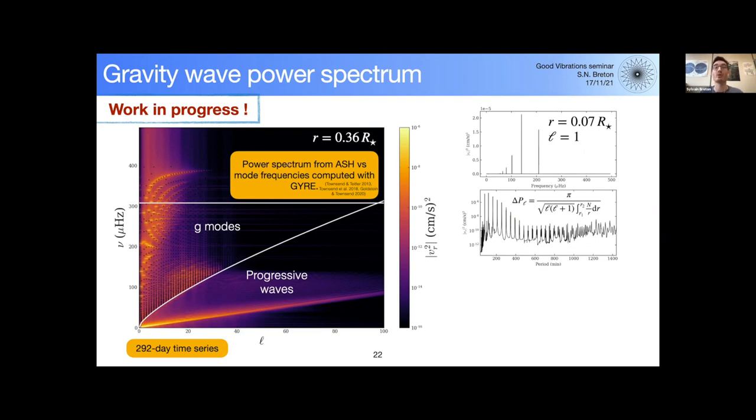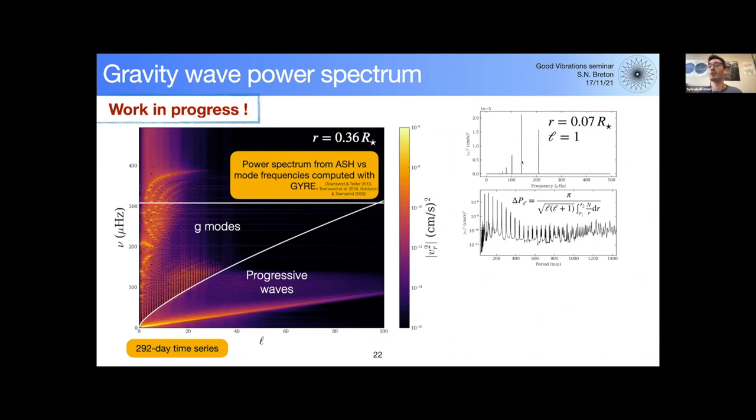And I compared the power spectrum I obtained with the code with mode frequencies computed with a 1D code, which was chosen to be GYRE, and the mode frequencies obtained with GYRE are here represented by the black dots. So you can see that due to the nonlinearity of the 3D model, the agreement is good at high degree, but the agreement between the 1D code and the 3D simulation is different for the low degree modes.